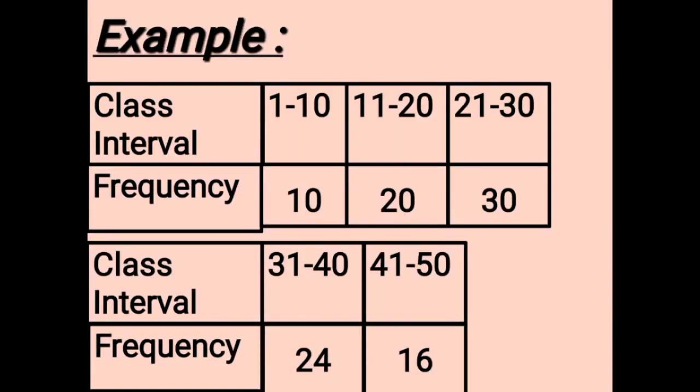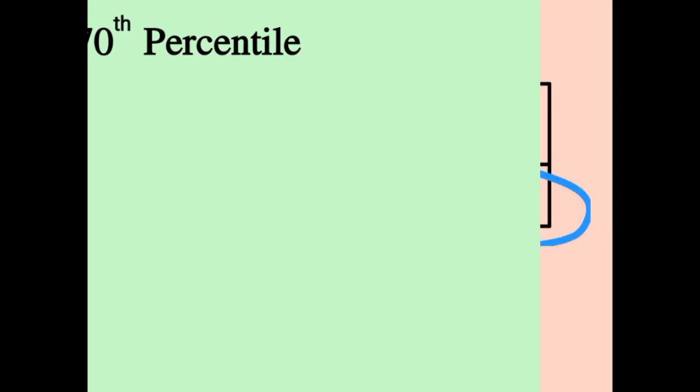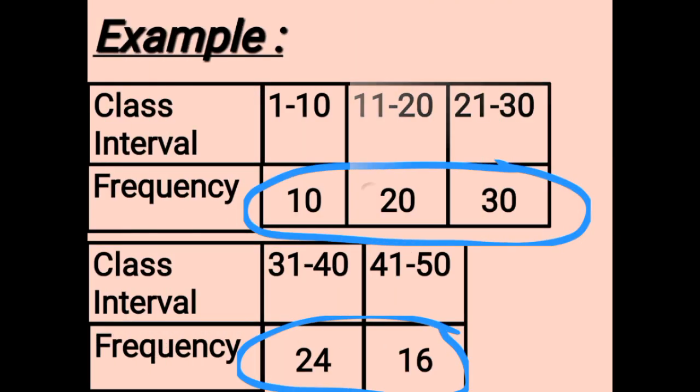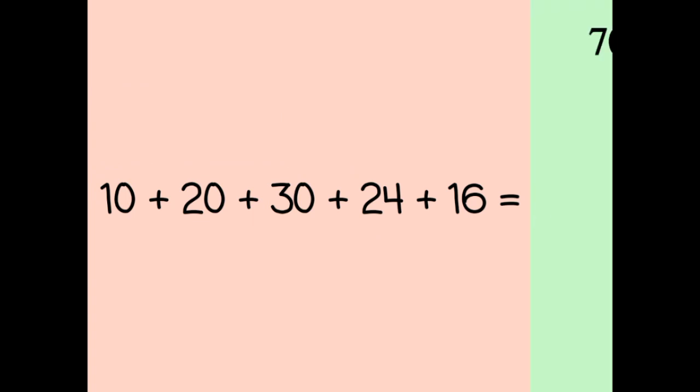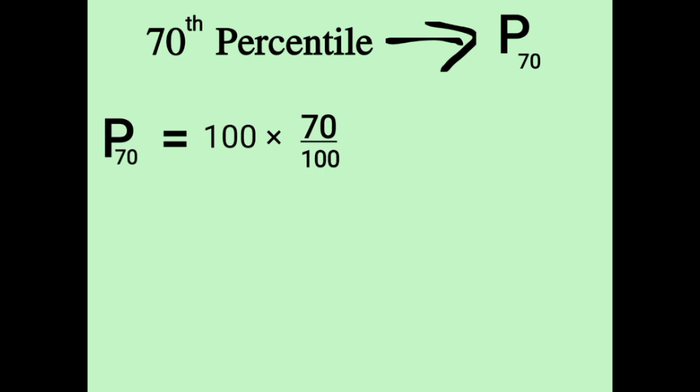Example: here the data are presented in a grouped frequency table. Now use interpolation to estimate the value of the 70th percentile. First, let's add all the frequencies together; the total is 100. Now, to find the 70th percentile, you multiply the total frequency by 70%. Then, P70 equals 100 times 70 over 100 equals 70. So here the 70th percentile is the 70th data value.